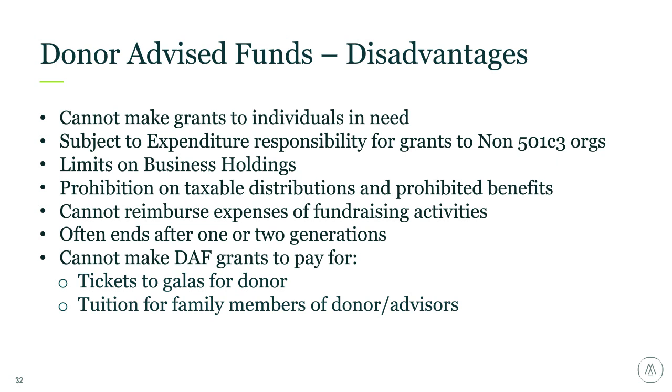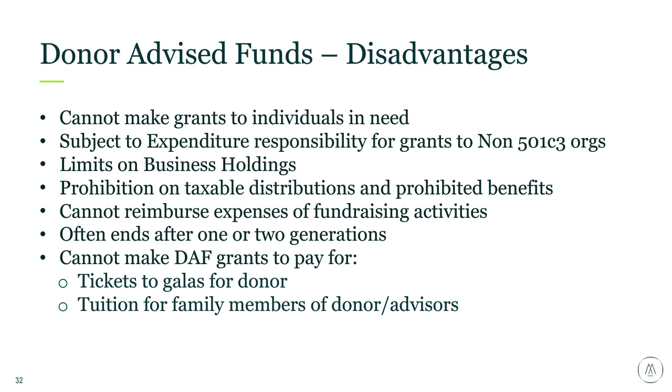You cannot reimburse expenses of fundraising activities, and that sort of speaks to the last bullet, which is you cannot make a donor-advised fund grant to pay for tickets to galas for donors or tuition for family members of donors. So you have to be, again, when you make a donation to a donor-advised fund, it is a completed charitable gift, and the donor-advised fund is now the owner of that money, and that money cannot go to benefit a disqualified person or family member in any way.